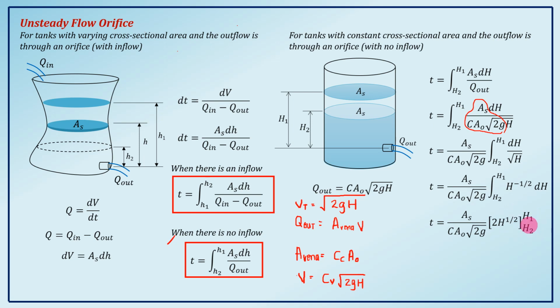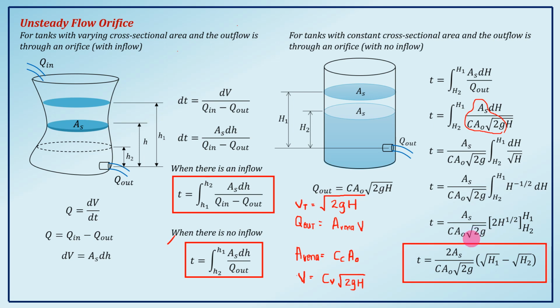For simplification, the equation for the time for a constant cross-sectional area with outflow through an orifice is 2As over CaO square root of 2g, multiplied by the square root of h1 minus the square root of h2. Since the 2 is common, we factored it out. That is where it comes from in this equation. So, even if you don't derive it, you can just use this. You can memorize it, as long as you always use it in problems.